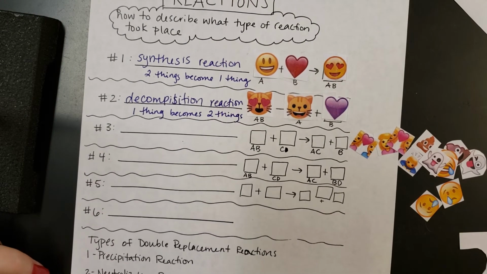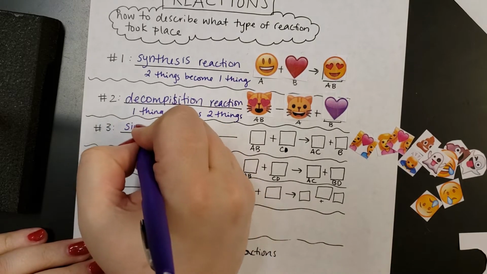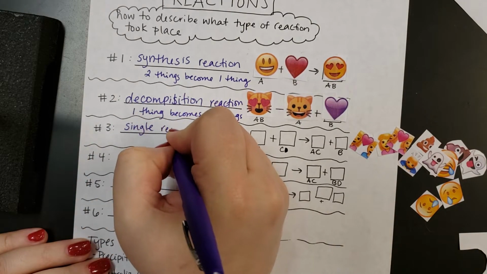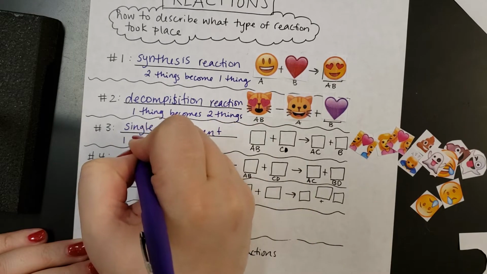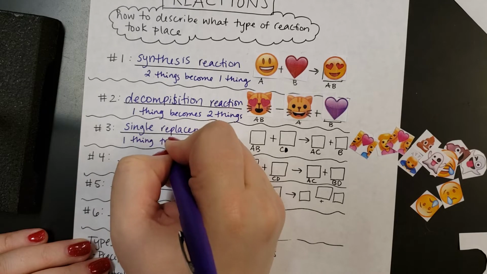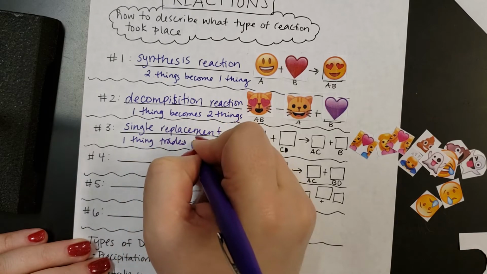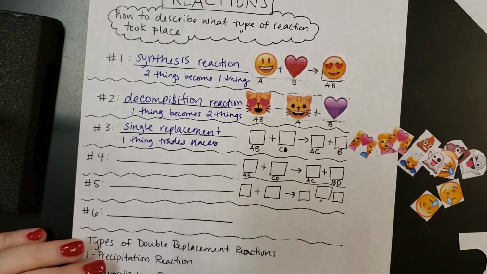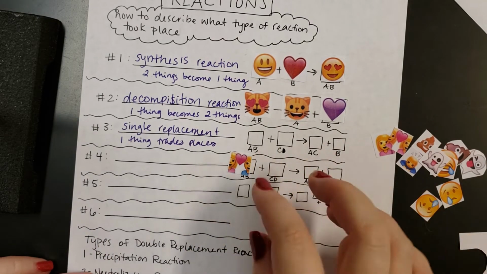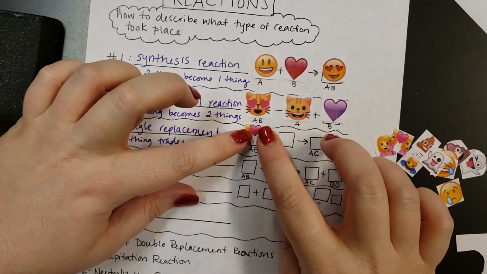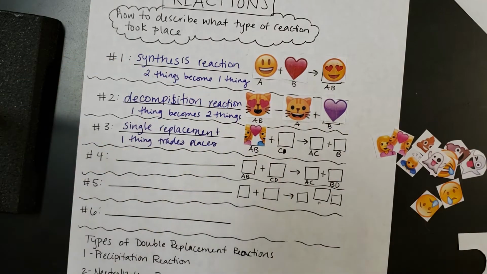All right. So our next reaction is going to be called a single replacement reaction. And this is just where one thing trades places. It's really easy. So for mine, I have picked a couple. It's a boy and a girl, and they like each other.